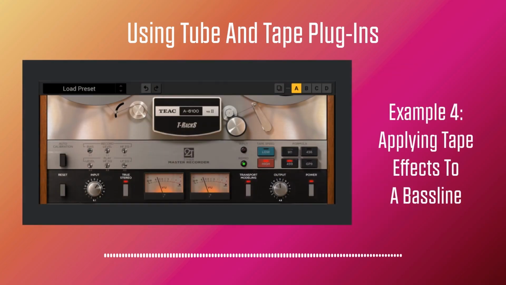In example 4, I'm going to use IK Multimedia's T-RackS A6100 Mark II tape machine to process the electric bass line from the earlier Puppet track. First the dry version.